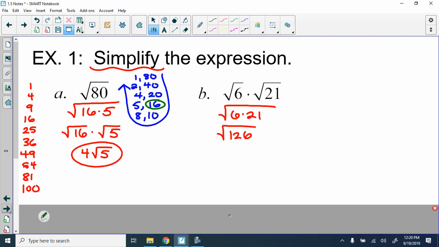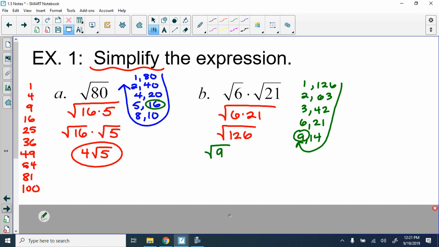I didn't list out all my factors, but again, you could think 1 and 126. 2 would be 63. 3 would be 42. 4 wouldn't work. 5 wouldn't work. 6 would work, 6 times 21. 7 wouldn't work. 8 wouldn't work. 9 would work, 9 times 14. No 10, no 11, no 12. So again, starting from the back, none of these are perfect squares until I get right here. 9 is the biggest perfect square.